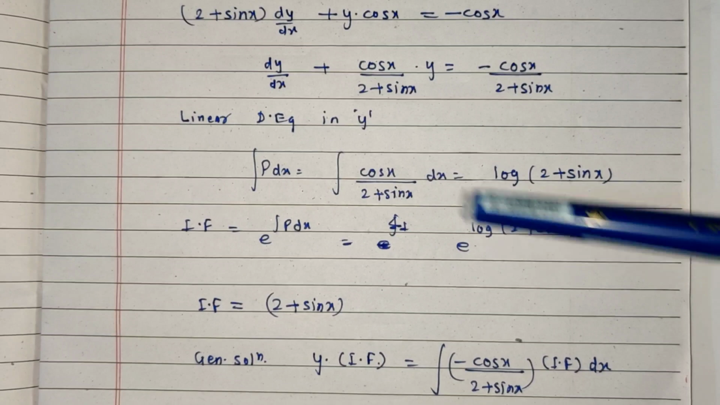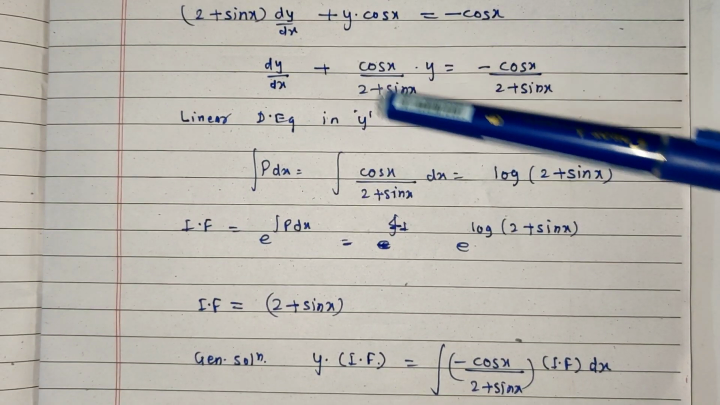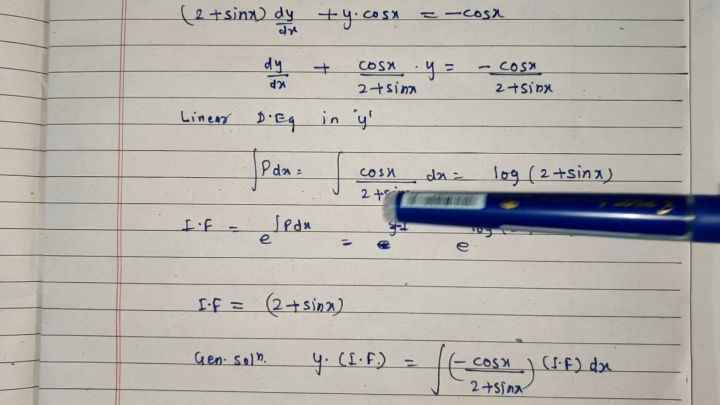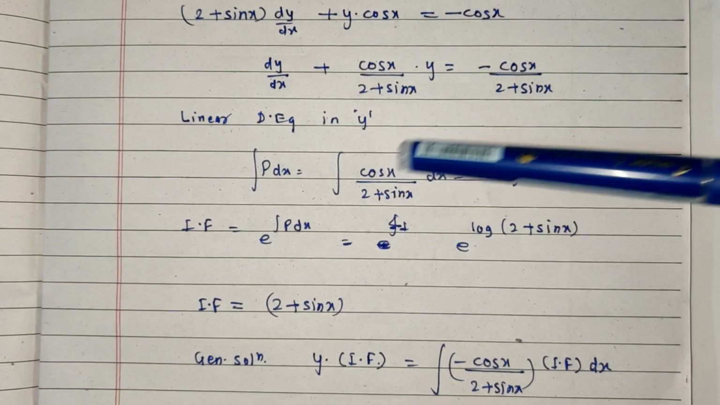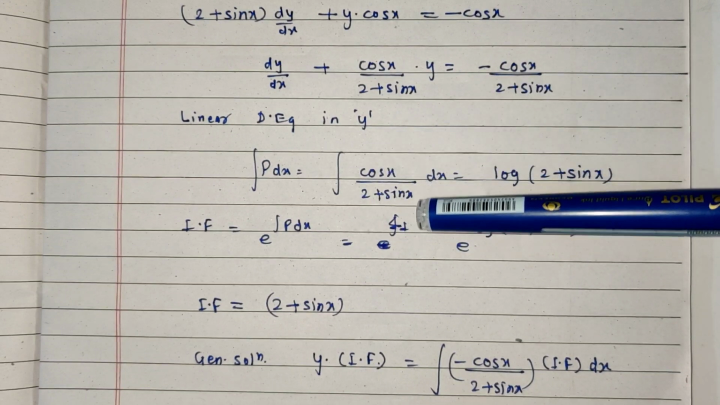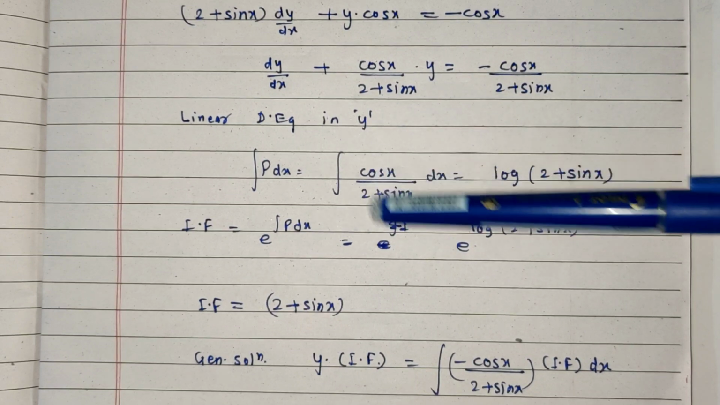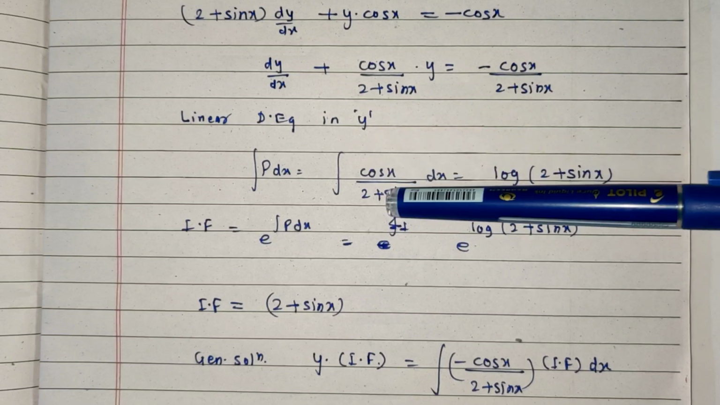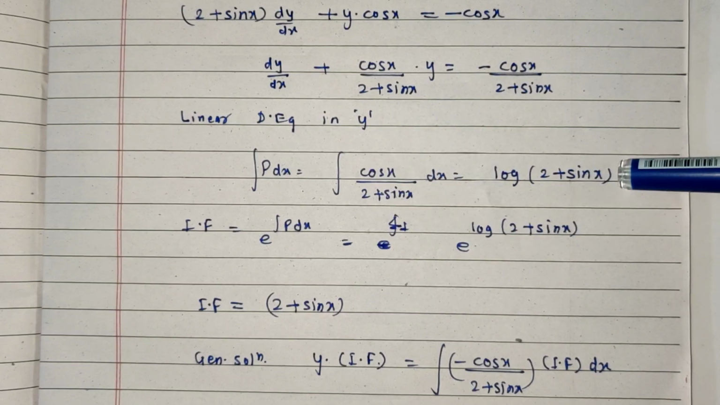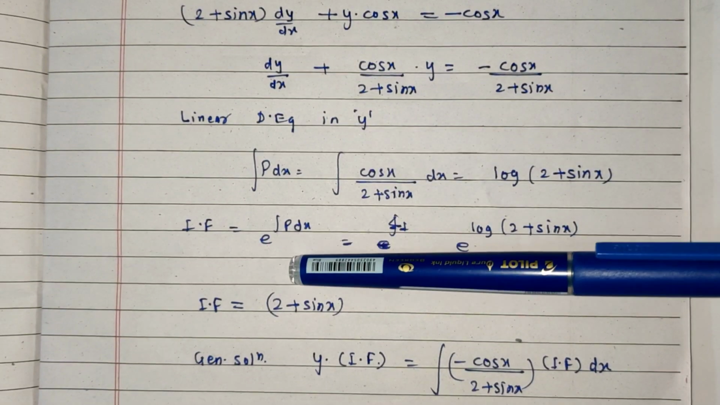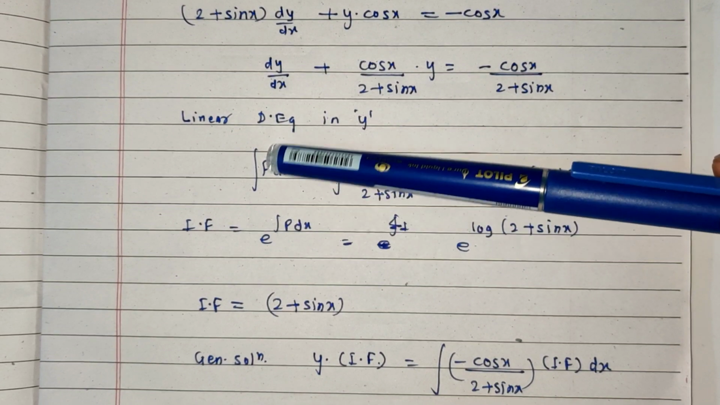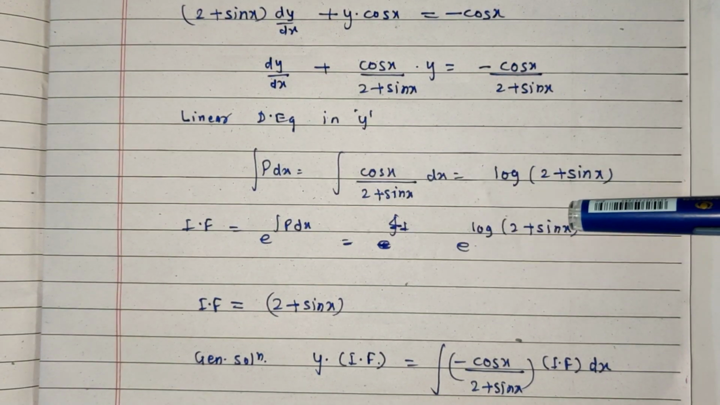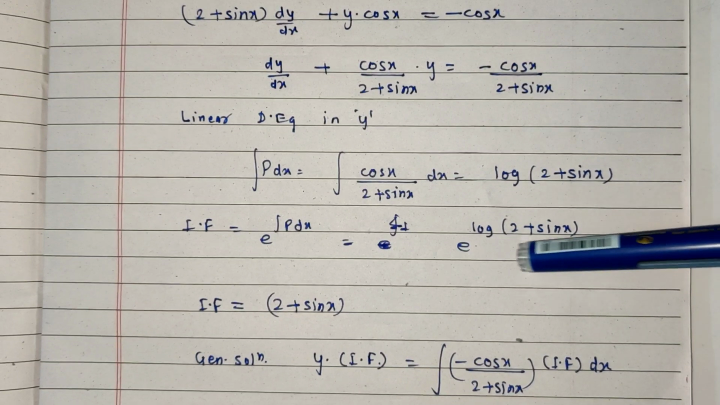So first we find the integrating factor. We integrate this: cos x upon 2 plus sin x, since the derivative of 2 plus sin x is cos x. Therefore its integration is what? Log of 2 plus sin x, as integral of f dash of x upon f of x is log f of x. So the integrating factor is e raised to the power integral P dx, which is e raised to the power log of 2 plus sin x, which is only 2 plus sin x.